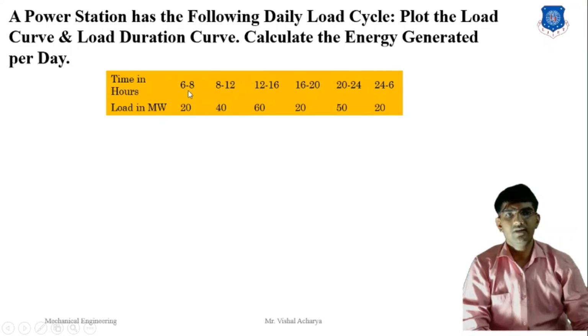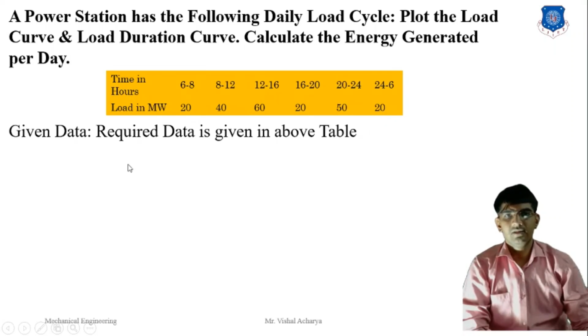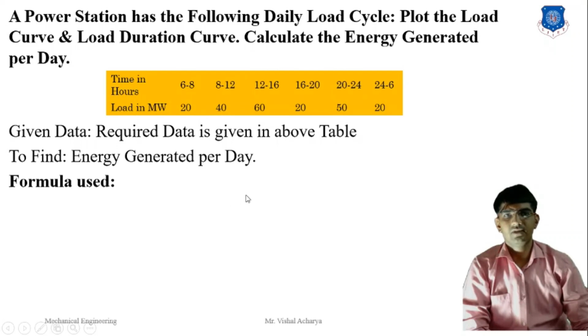From 6 to 8 hours the load is 20 megawatt, 8 to 12 is 40 megawatt, 12 to 16 is 60 megawatt, 16 to 20 is 20 megawatt, 20 to 24 is 50 megawatt, and 24 to 6 is 20 megawatt. Given this data, we have to find the energy generated per day.